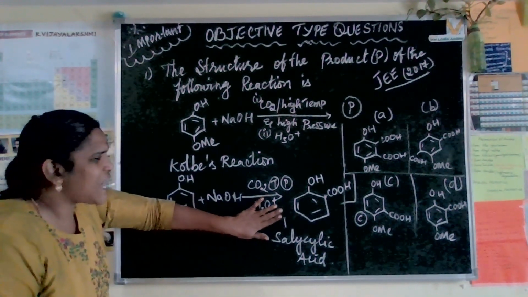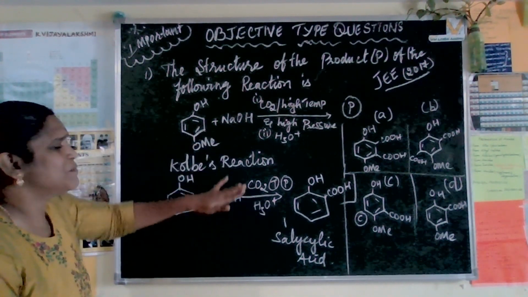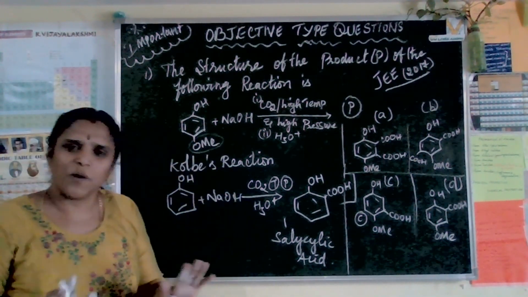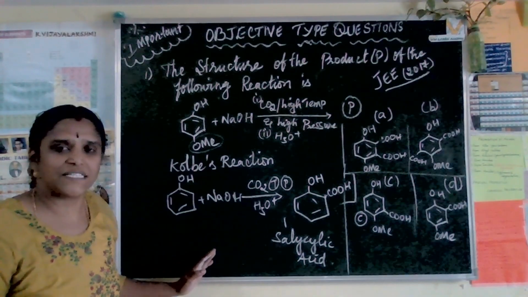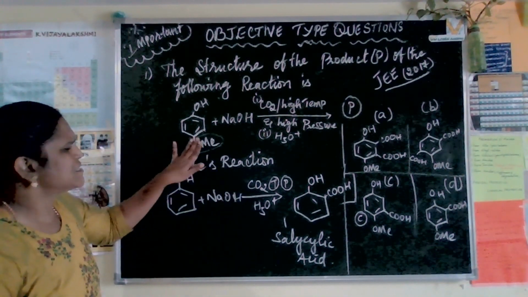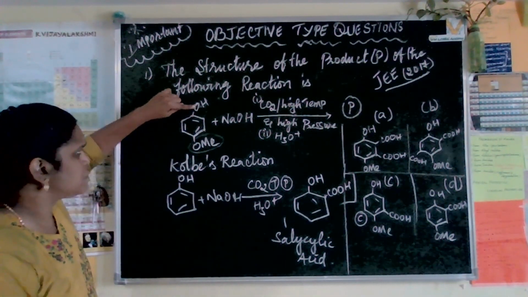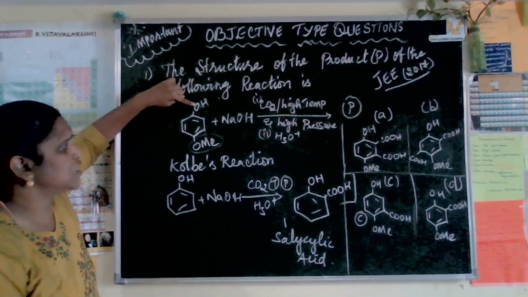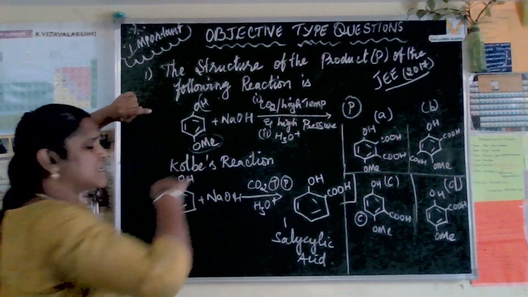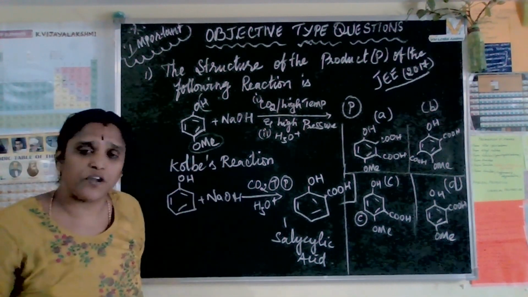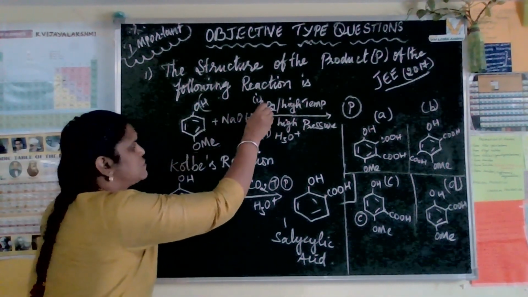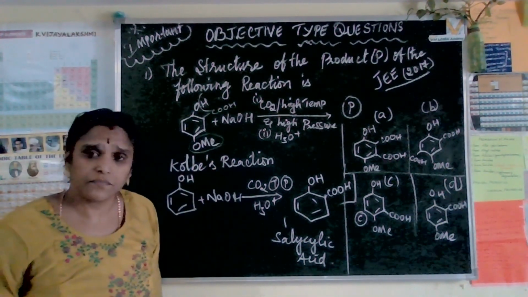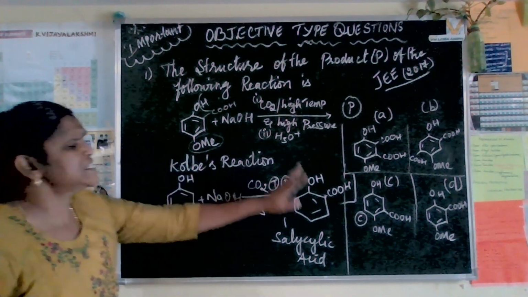Now, comparing this reaction and the given reaction, both are similar, only this one has an ortho-methoxy group, which will not affect anything. We can apply the same formula. The OH reacts with sodium hydroxide and releases a proton, so you will get sodium phenoxide. This sodium phenoxide reacts with carbon dioxide, then you will get COOH. Now, which is the correct option?